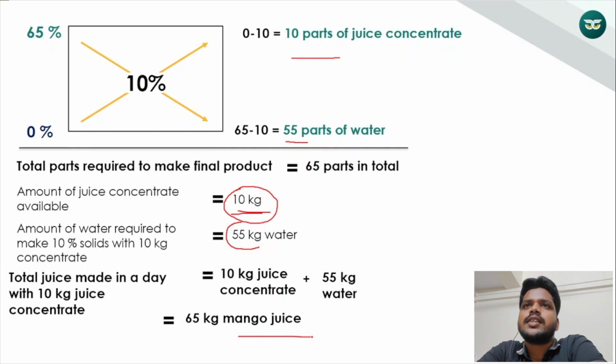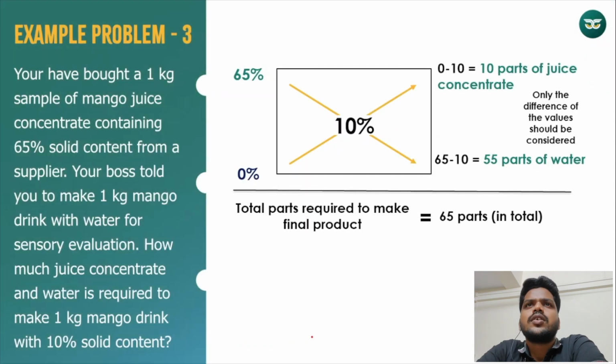We will see one more problem in order to understand it more clearly. Example problem 3. Suppose you are an R&D person working in a company, where a 1 kg sample of mango juice concentrate with 65% solid content is received from the supplier. Your boss tells you to make 1 kg of mango drink with 10% solid content. How will you make it? You can use this Pearson square method.